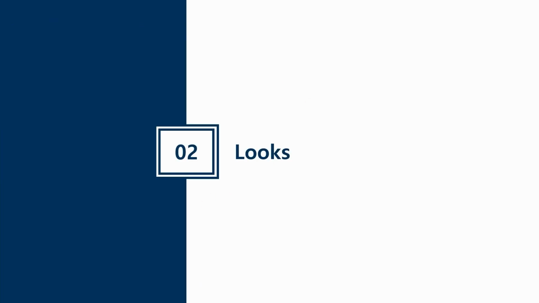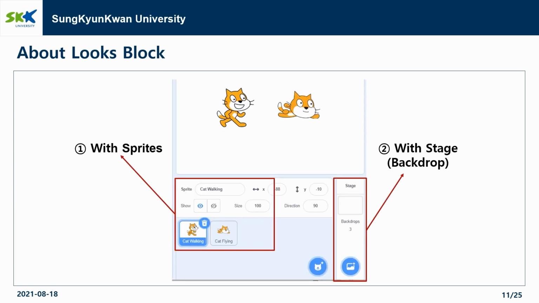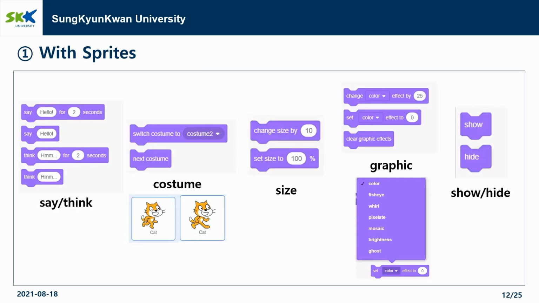Next, let's learn looks blocks that is purple. With looks blocks, we can control the look of sprite and backdrop. Looks can be set for each sprite, just like motions blocks. We can change the looks of sprite and stage by clicking them. We learned about backdrop and adding or deleting sprites. These looks blocks change looks, such as color or size of sprites.